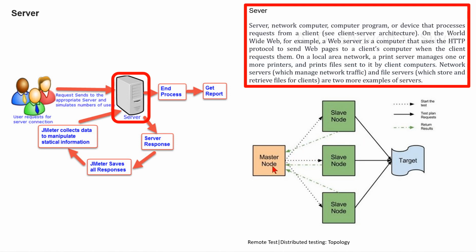Here you can see the master node interacts with slave nodes, and slave nodes are connected to the target. Here the master node is connected to slave nodes via start test, slave nodes are connected to the master node via test results, and slave nodes are connected to the target via test plan requests.